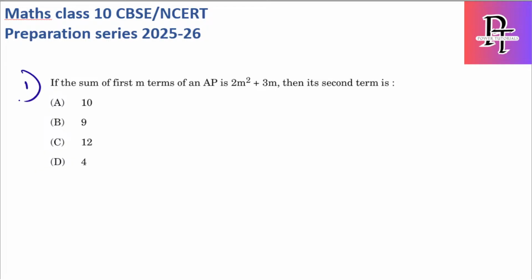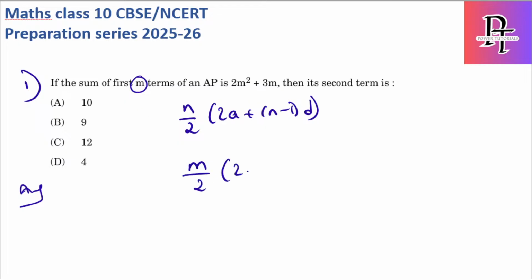If the sum of first m terms of an AP is provided, they are asking to find its second term. The sum of first m terms they have provided. So what is the sum of n terms? I just told the formula: n by 2 into 2a plus n minus 1 into d. Here they are saying m, so the n value is m. It is m by 2 into 2a plus m minus 1 into d, which is equal to 2m square plus 3m.